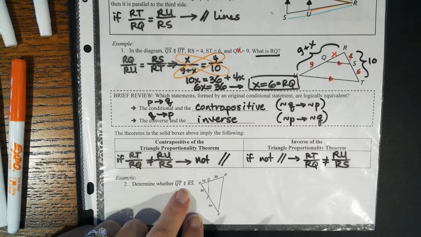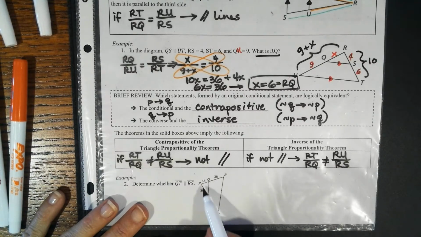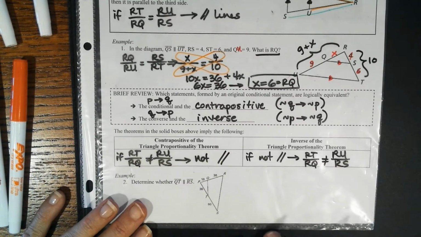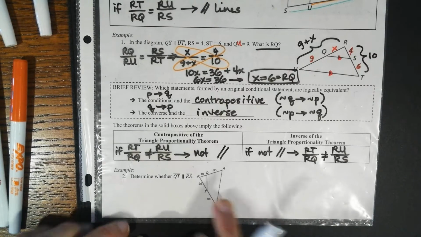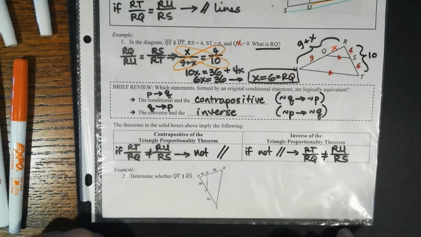it says, tell me if this is parallel or not, what you're going to do is set up a proportion, right? You've got 18, 38, 36, and 80. If I set up this proportion and it's not equal, then it's not parallel. Okay?